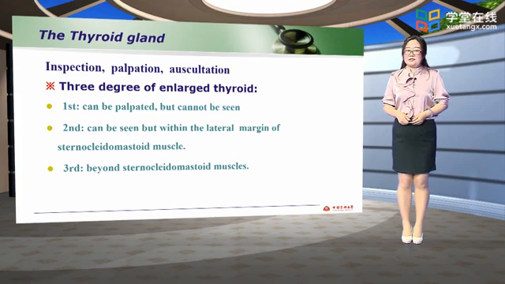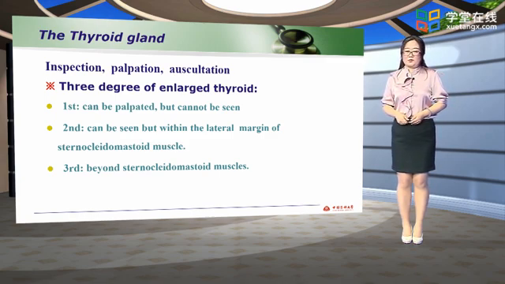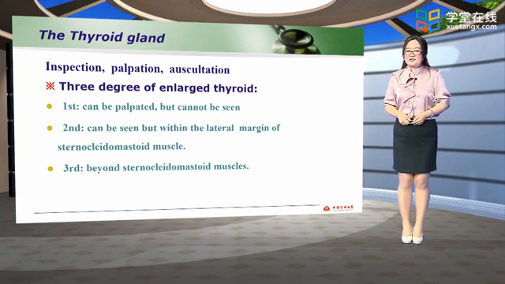We can use inspection, palpation, and auscultation to examine the thyroid gland to find out if it is enlarged. So there is a question here: how many degrees of thyroid enlargement are there? The answer is 3. The first degree, it can be palpated but cannot be seen. Second degree, it can be seen but is within the lateral margin of the sternocleidomastoid muscle. Third degree, it's beyond the sternocleidomastoid muscle. So if the patient has third degree, it means that the thyroid gland is very large.